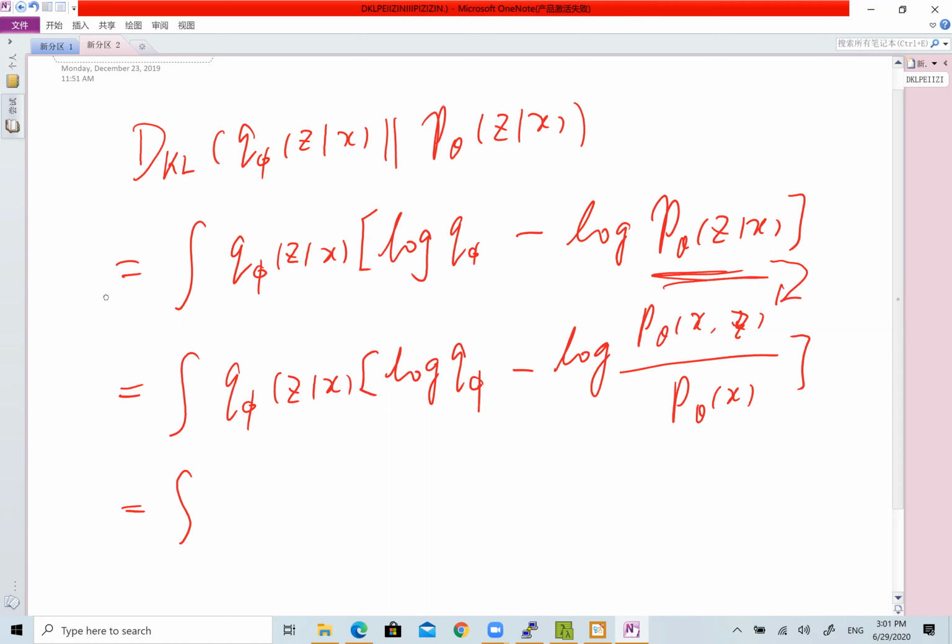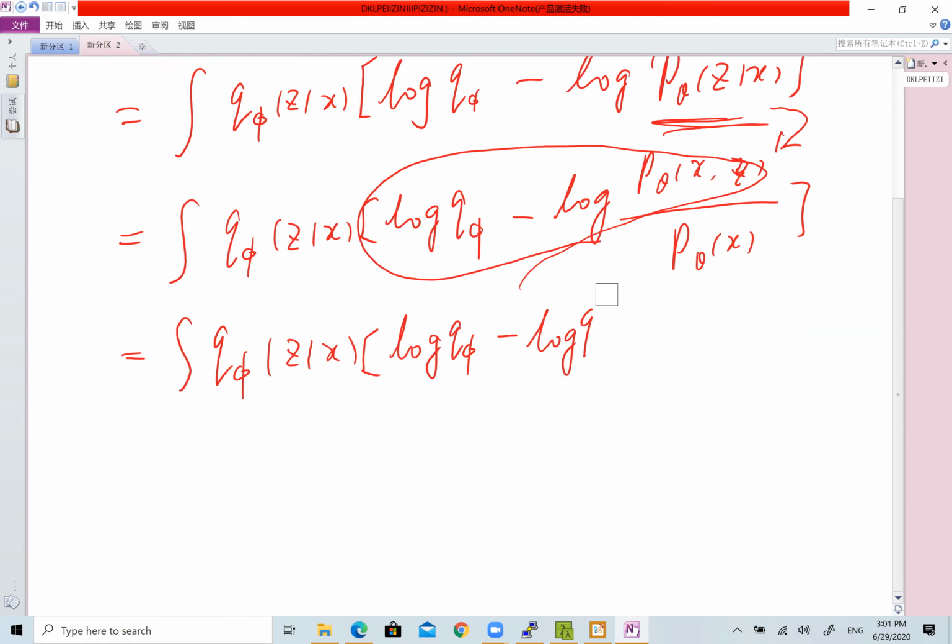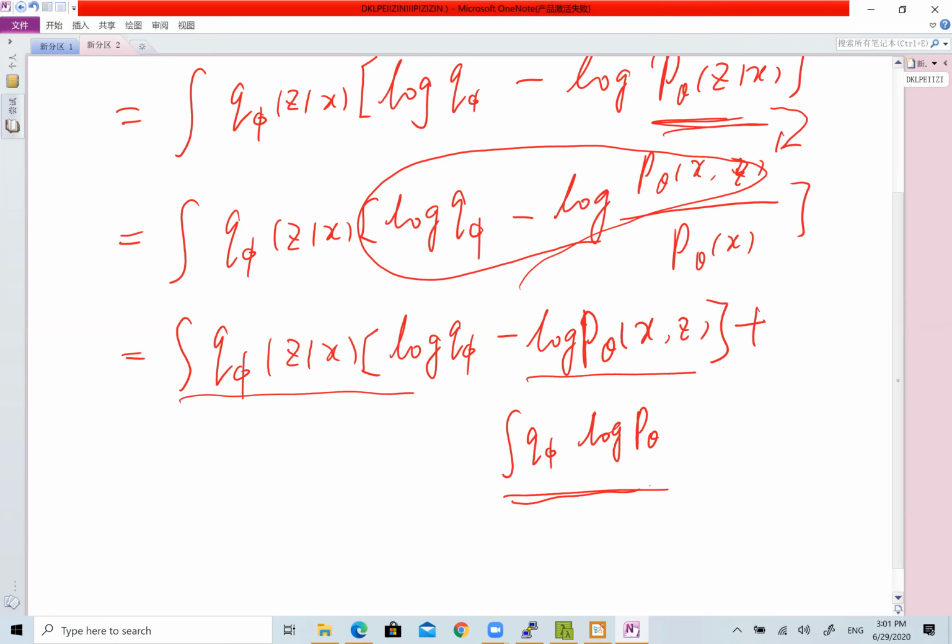Now we combine these two together. This is what? Log q phi minus, sorry, log p theta x z. And then this is plus the integration of q phi log p theta x, right? In total, we have one term, two terms, three terms, right? So what's the third term? This integration of q phi times log p theta. We need to write the argument clearly, then you will know the result.